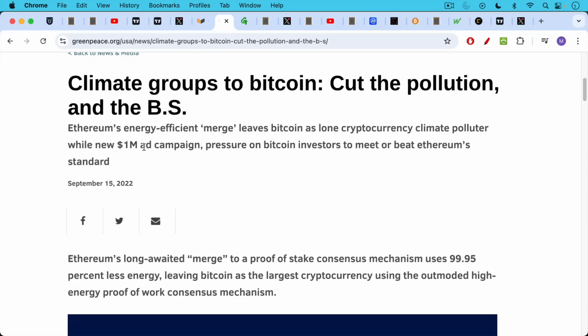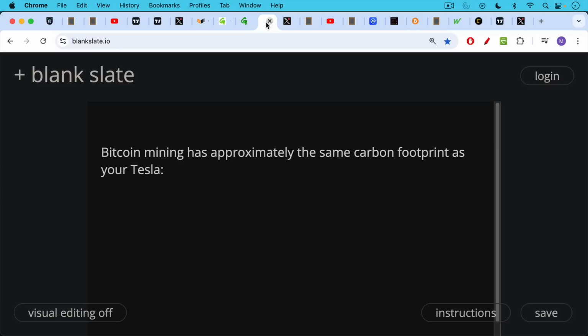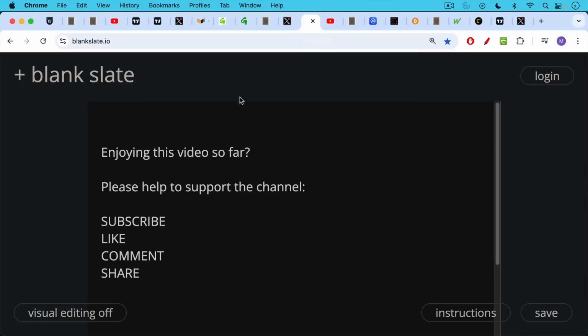If you turn off all your electricity, if you go back to the Stone Age, that will save electricity as well. "Ethereum is leaving Bitcoin as the largest cryptocurrency using the outmoded high-energy proof-of-work consensus mechanism." And so Greenpeace was applying pressure to Bitcoiners to move to proof of stake like they actually cared. But the funny thing about Greenpeace is they don't seem to have a problem with electric vehicles. And Bitcoin mining has approximately the same carbon footprint as your Tesla. So when it's your Tesla, wow, it's electric, so it releases no CO2. But when it's Bitcoin mining machines, no, stop, you're going to boil the oceans. And so this really is the hypocrisy of groups like Greenpeace.